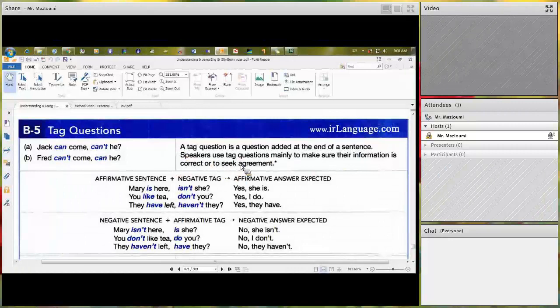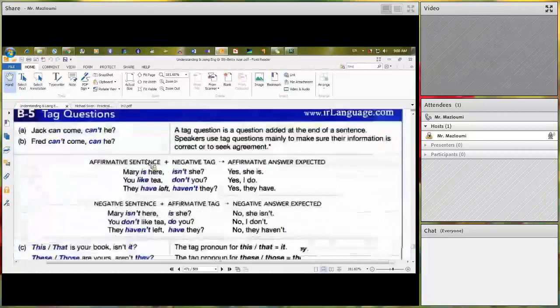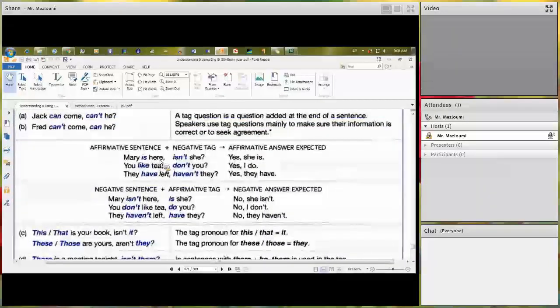Speakers use tag questions mainly to make sure their information is correct or to seek agreement. Remember, when our statement is positive, the tag must be negative, and vice versa, just the opposite. When the statement is negative, the tag must be positive. Check out these examples, everyone.